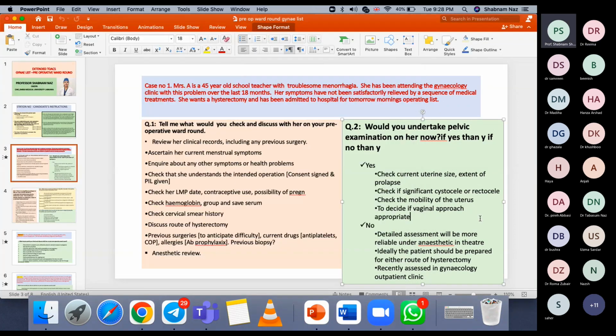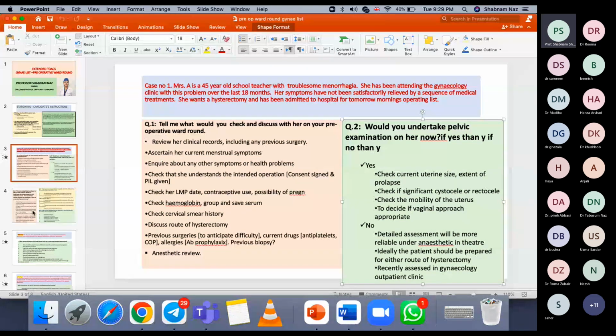Okay, अगर मैं करूंगी तो चेक द करंट यूट्राइन साइज. अच्छा वो तो मेरे कंसल्टेंट ने किया था ना, तो दूसरी डॉक्टर ने किया था, मैंने तो नहीं किया था. सर्जरी तो मुझे करनी है, so I want to do my assessment by myself. Check current uterine size, extent of the prolapse, अगर सिस्टोसील है, रेक्टोसील है, मोबाइल है यूट्रस, नहीं मोबाइल है, वजाइनली आएगा नहीं आएगा, डिसाइड इट. ठीक है?